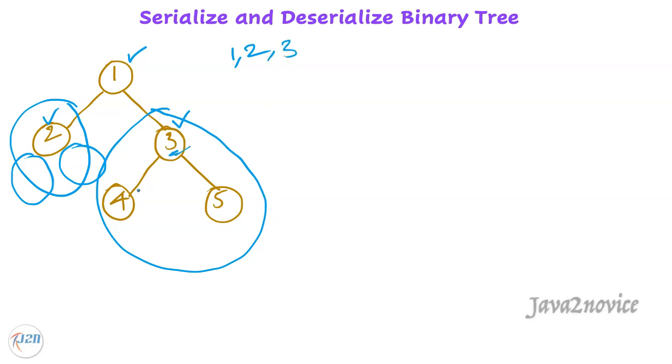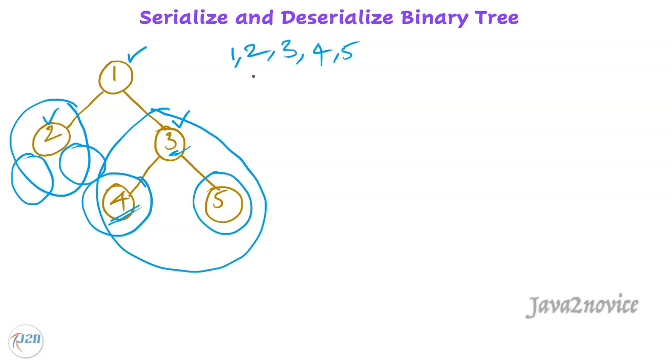And then followed by visiting its left subtree. This is its left subtree. Since 4 is a leaf node, it does not have any children. So let's go back to its parent's right subtree. Since again 5 is a leaf node, it does not have any children. And also we are done with iterating all the nodes in this binary tree. So this is called preorder traversal.